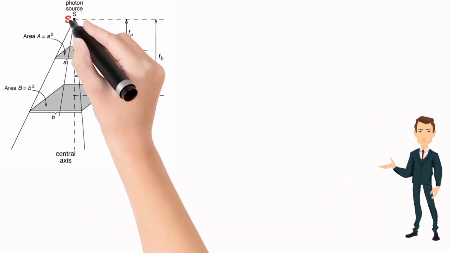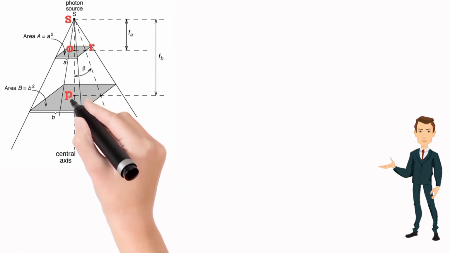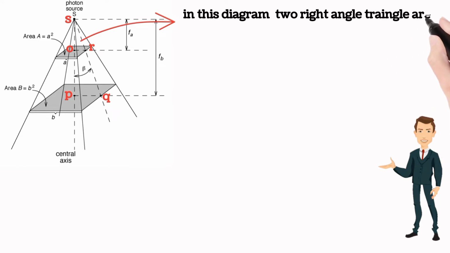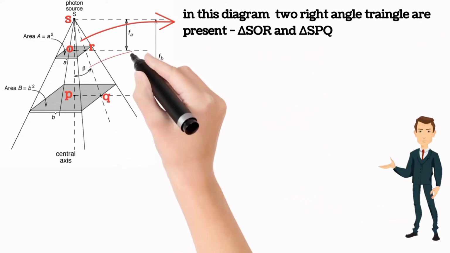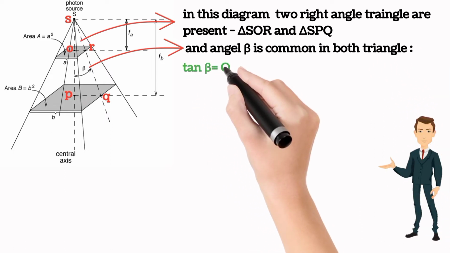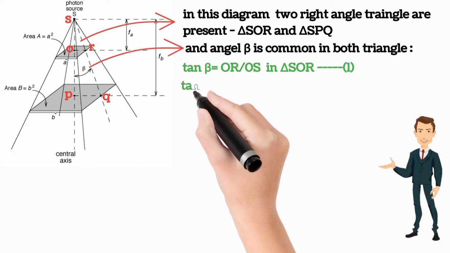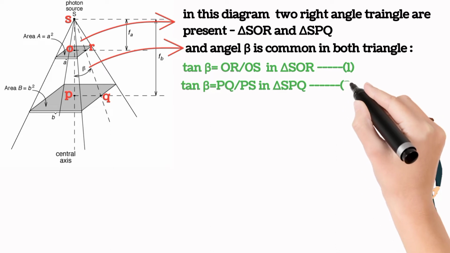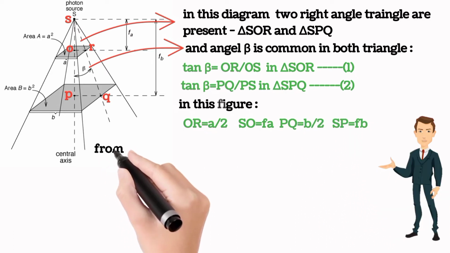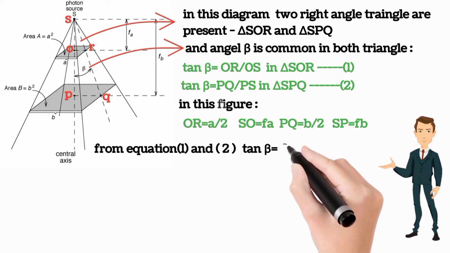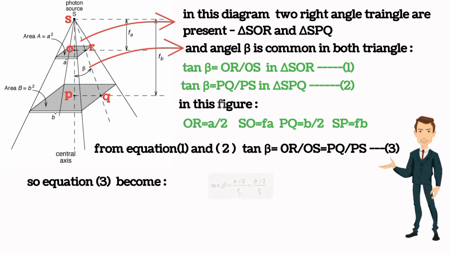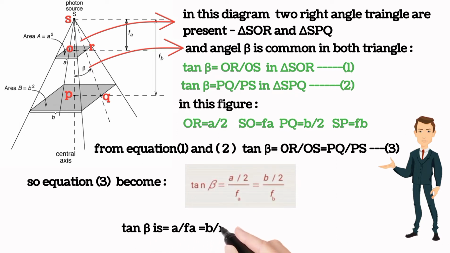In the diagram, first we consider 5 points S, O, R, P, and Q. There are two similar right angle triangles, triangle SOR and triangle SPQ. Look at this figure. Angle beta is common in both the small and large triangle. Then we find the value of tan beta in both triangles and we get equations 1 and 2. Now put the values of sides OR, SO, PQ and SP in these equations. On comparing equations 1 and 2, we get equation number 3. Remember, equation number 3 is used in the next equation.